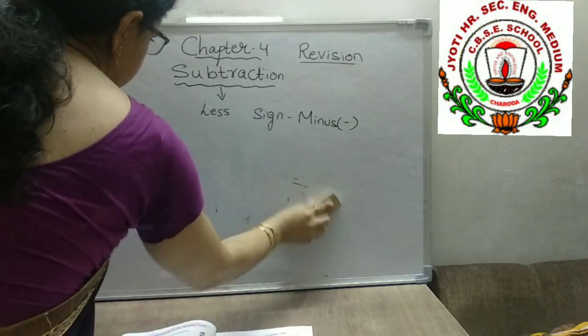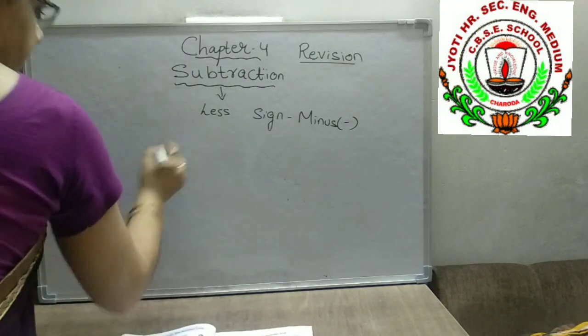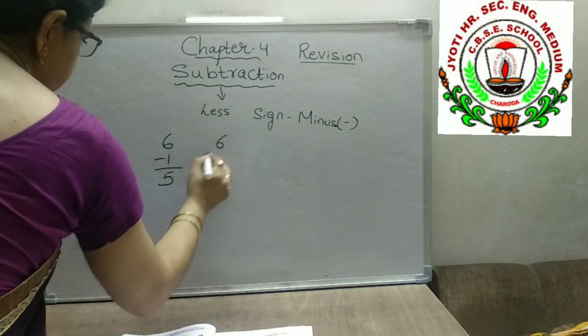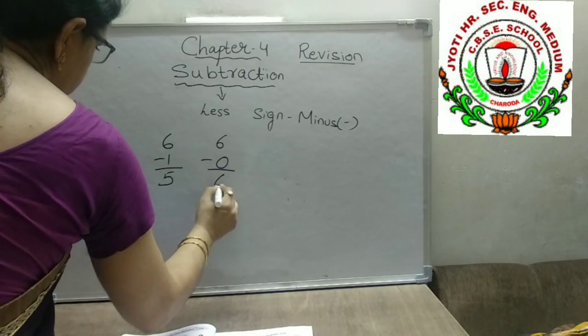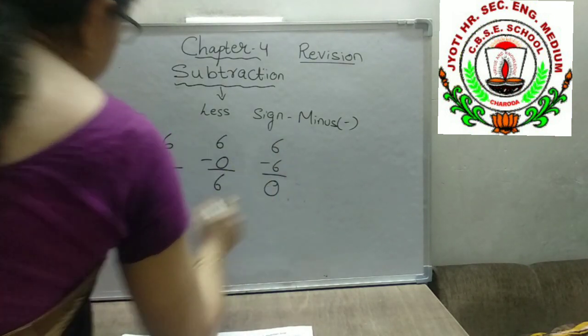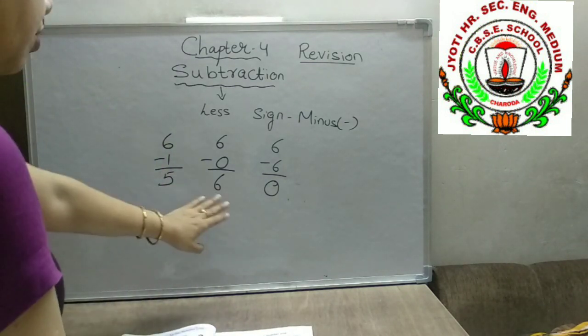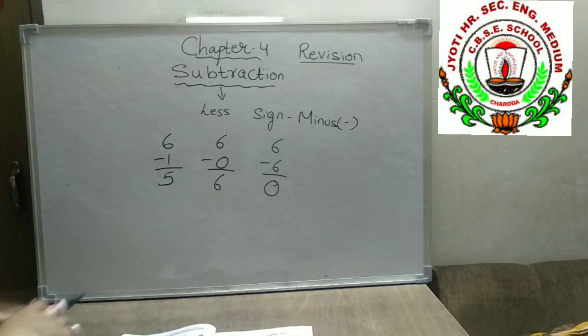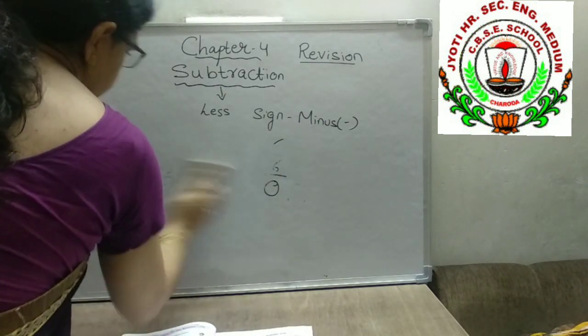So 3 things I have told you: if we subtract 1, we get the previous number. If we subtract 0, we get the same number. If both numbers are the same, we get 0. Without drawing lines, you can do these 3 things by yourself. Now let us continue this revision.